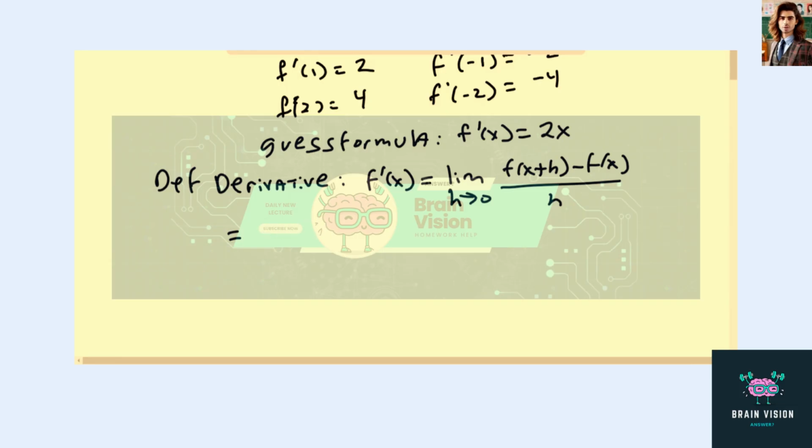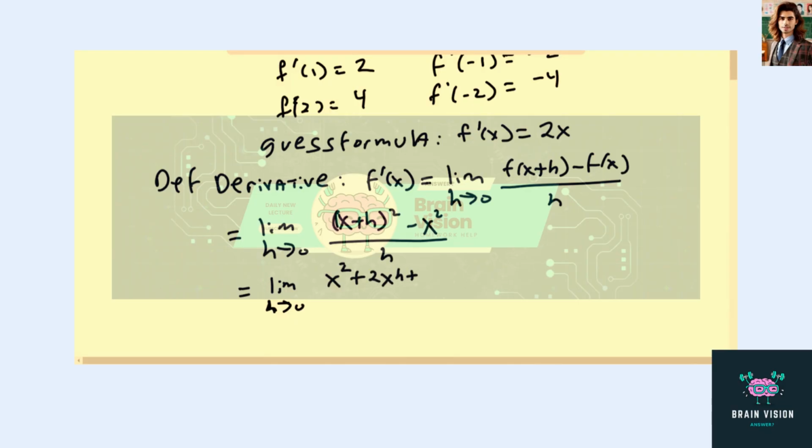So this is the limit as h goes to 0 of x plus h quantity squared minus x squared all over h. Let's multiply that out. That's x squared plus 2xh plus h squared minus x squared over h.